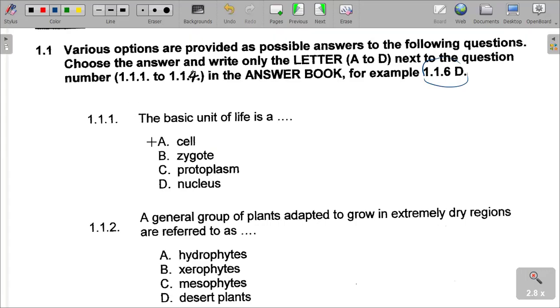I'm sure we did this chapter, and then one thing that you should know is that the question is saying write only the letter in the answer. So in this case, we are going to question 1.1.1. I'm just going to use this one as an example. So you write 1.1.1. The basic unit of life is a what? Is a cell.